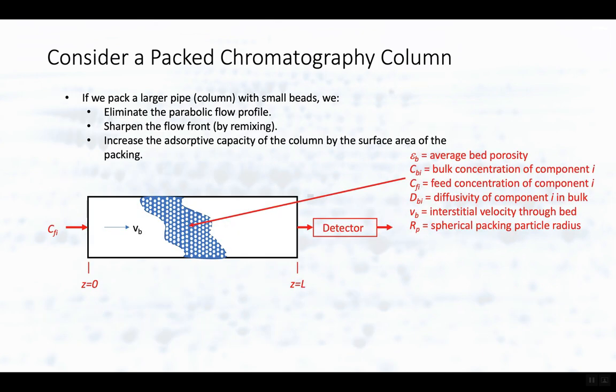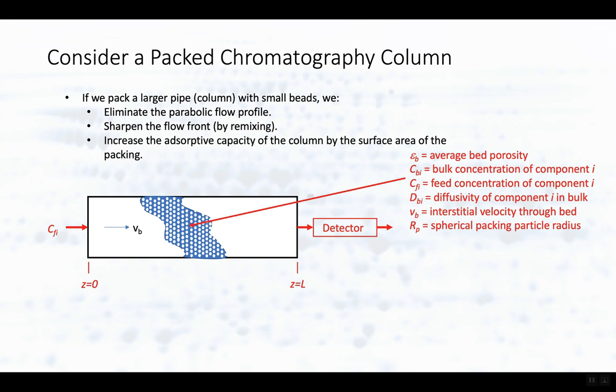Okay, so let's consider a packed chromatography column. Now, a packed column will have an average bed porosity. So think of the beads now do not allow flow. They occupy a certain volume within the column, and the volume of fluid around the beads is the average bed porosity. Okay, we have a bulk concentration of component I that's in the mobile phase, but it's diffusing through a boundary layer to and from the surface of the beads. We'll get into that in a minute.